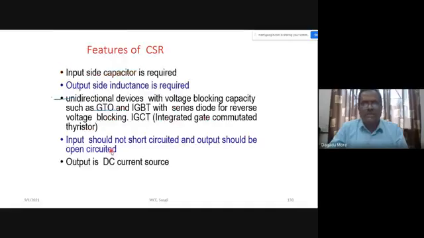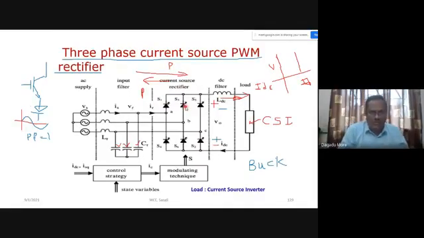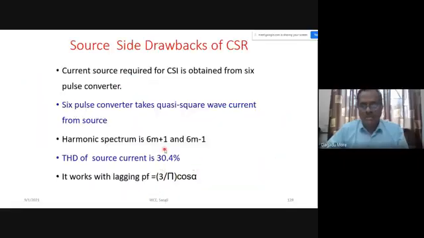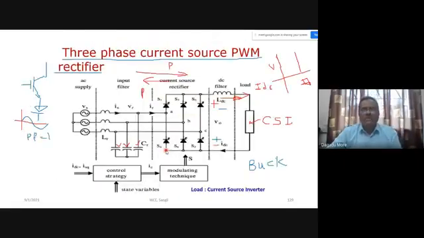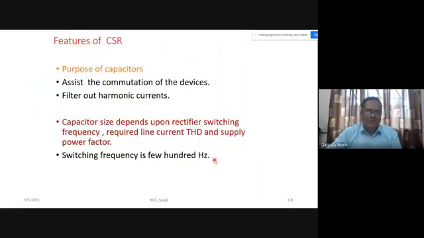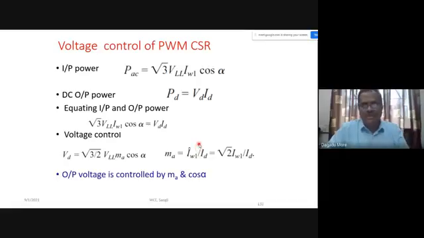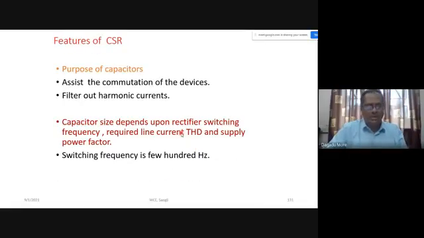And here we have seen that we are using this for a very high power current source PWM rectifier, not a few kilowatts. We are going for the megawatt range, and in that case definitely our switching frequency will be low, maybe 400 hertz, 800 hertz, less than 1 kilohertz. That will be the switching frequency. PWM techniques we can discuss in tomorrow's lecture.